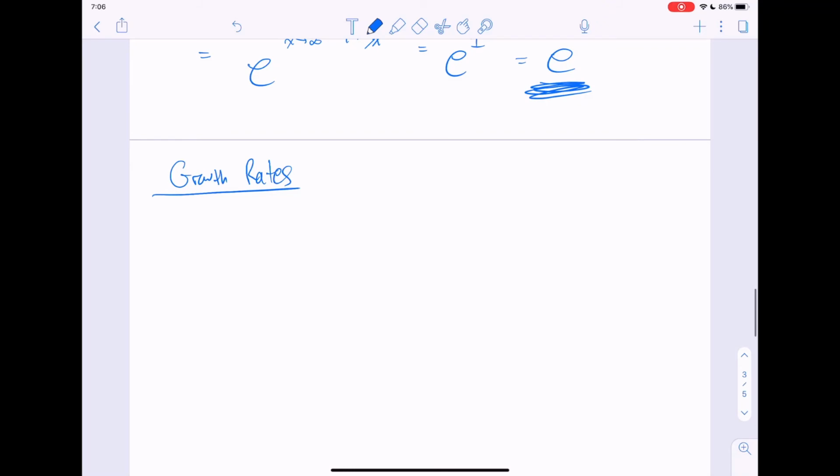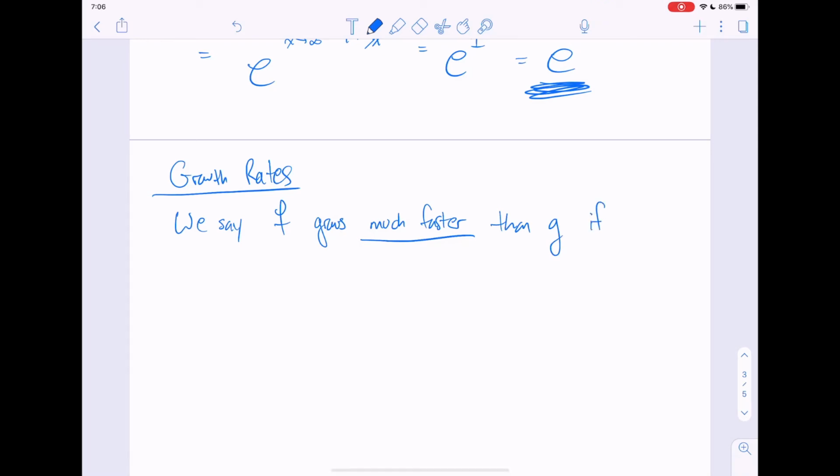So I'm going to take the conversation back to f of x land. Our goal is to compare, so we're going to say this: we say a function f grows much faster than g if the limit as x goes to infinity of f of x over g of x is infinite, or equivalently, if the limit as x goes to infinity of g of x over f of x is 0.